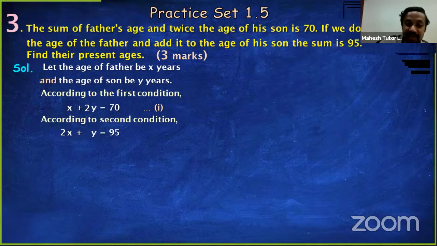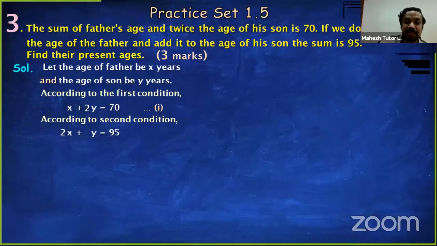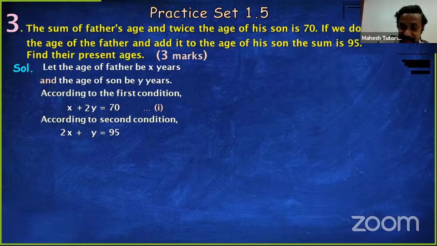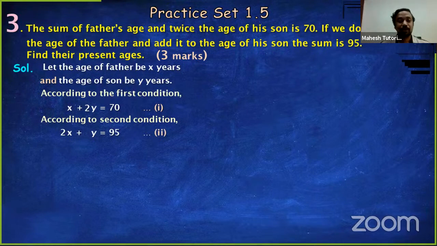2x plus y is equal to 95. Students, check whether this equation is present in its basic form. Yes, all the alphabets are on the left hand side and the constant is on the right hand side. So let us number this equation as equation number 2. I hope the framing of both the equations with the help of the two conditions given in the question is clear to all the students.